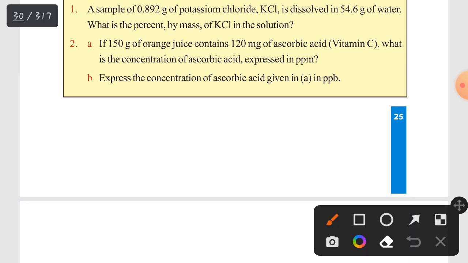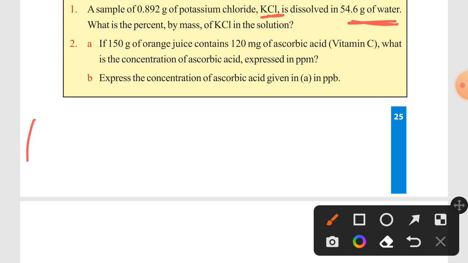Exercise 1.5. A sample of 0.892 gram of potassium chloride dissolved in 54.6 gram of water. What is the percent by mass of potassium chloride in solution? Look, potassium chloride maada solid da, water immoo maada solvent.